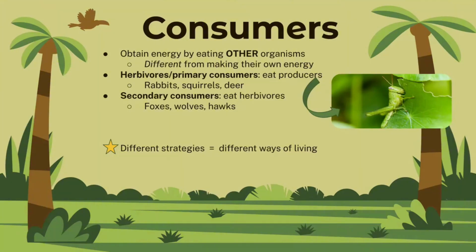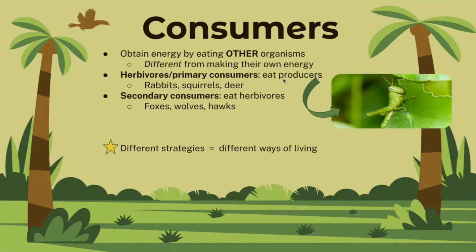Now, secondary consumers are those that eat herbivores, that eat primary consumers. So this can include foxes, wolves, and hawks. You can think of them as meat-eating predators, as you can see with this bird on the right.